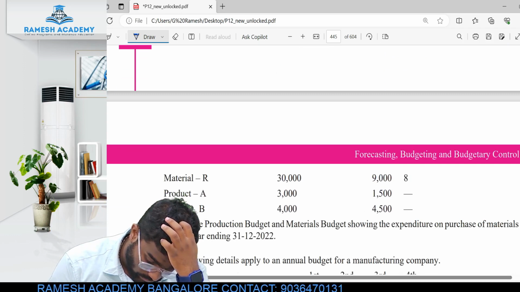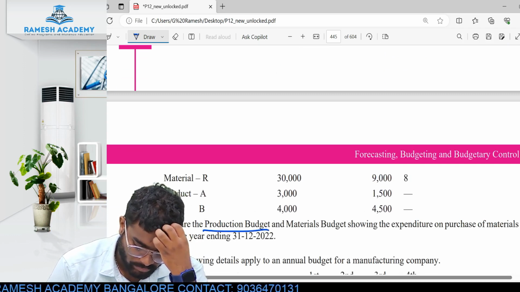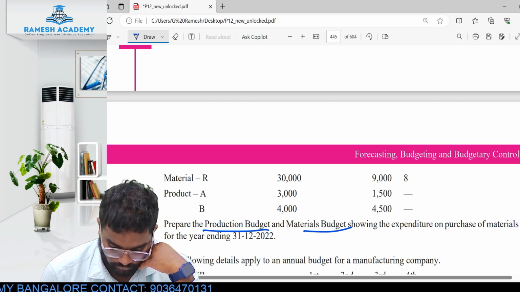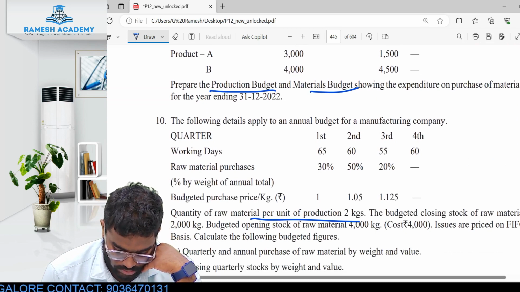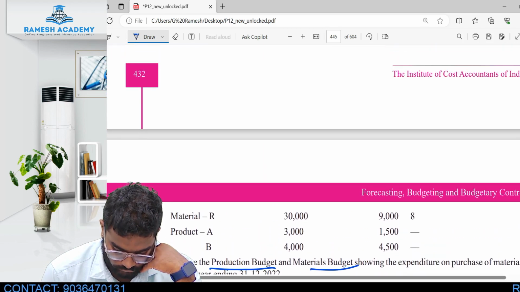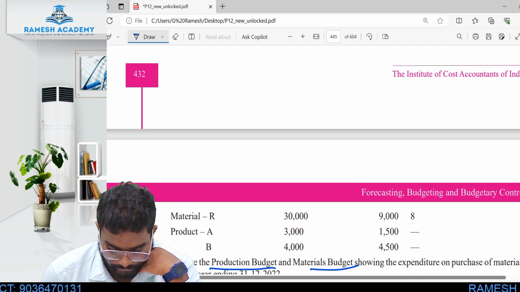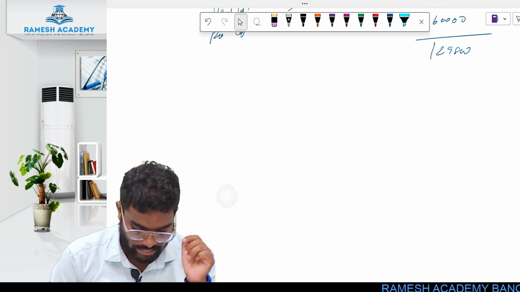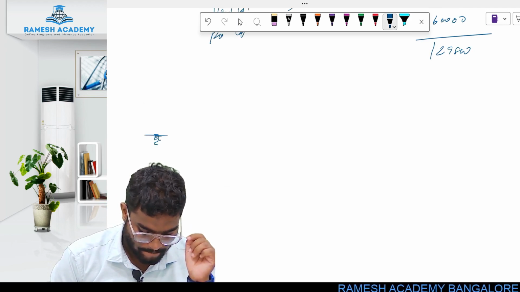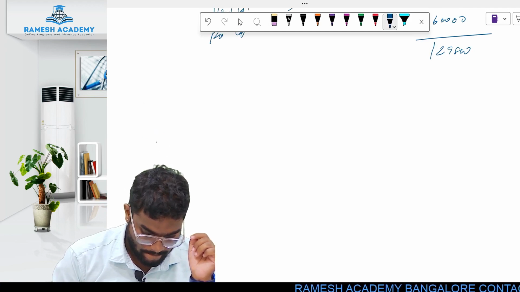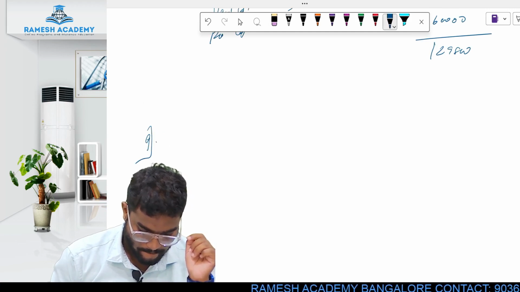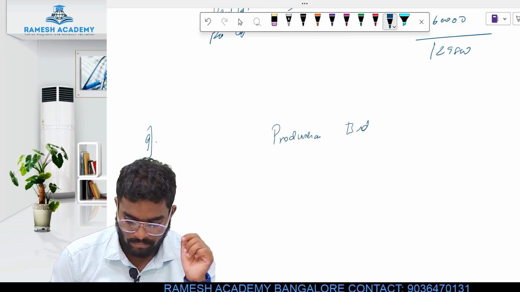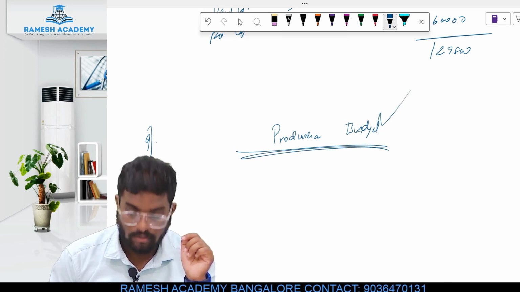So for P, Q, R they have given the opening stock and closing stock. We have to prepare the production budget and material budget. The material budget is nothing but the material cost. So it's easy. First prepare the production budget for A and B, for question number 9.